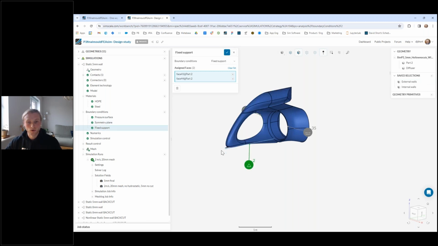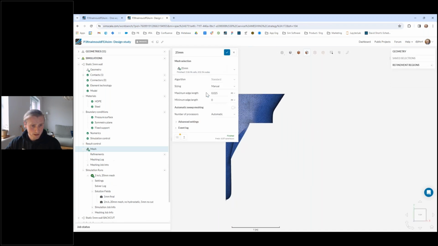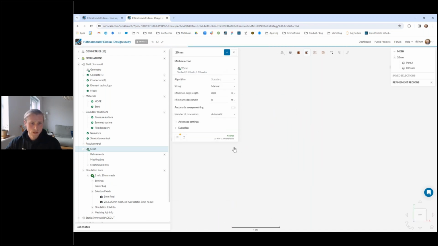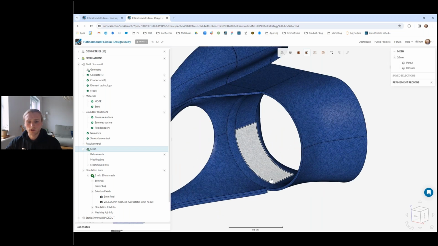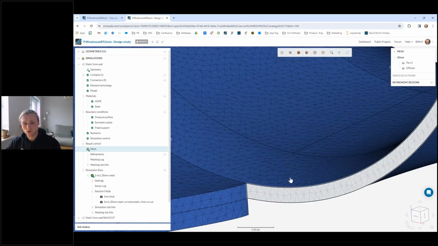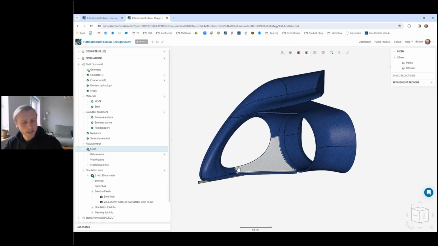Then at a symmetry plane, just to take into account the symmetry of the model, we've given it a fixed support to constrain the model. We've run with second order meshing. I wanted to get a nice fine mesh for the final results, where we've got two second order elements across the thickness of the parts. I'm using tetrahedral elements just because they're much better at capturing that curvature and slightly more complex geometry that we see here with the shape of the Energyfish itself.